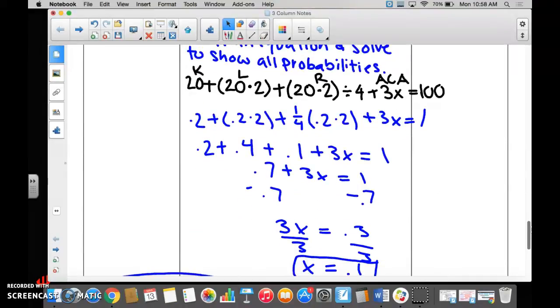And where did our 0.2 come from, Kane? Right here, 0.2. Who has the probability of getting who? Ken. So right here is our probability of Ken winning. And then who's our second person that could win? Lee. So here's our probability of Lee winning. And you just add them together.